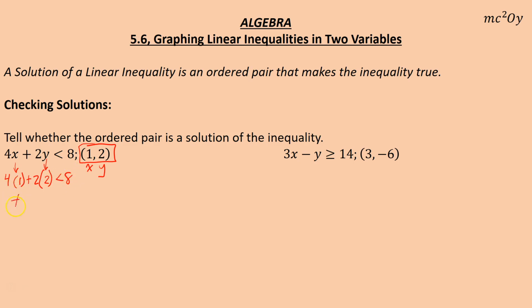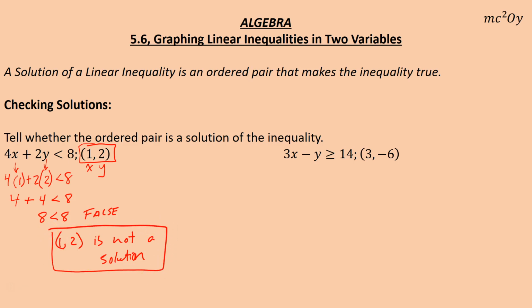Is 4 times 1, which is 4, plus 2 times 2, which is 4, so is 4 plus 4 less than 8, or is 8 less than 8? Well, no, it isn't. That's a false statement, which means that the ordered pair (1, 2) is not a solution, because we get a false statement.